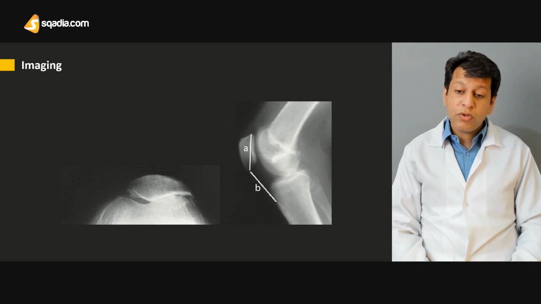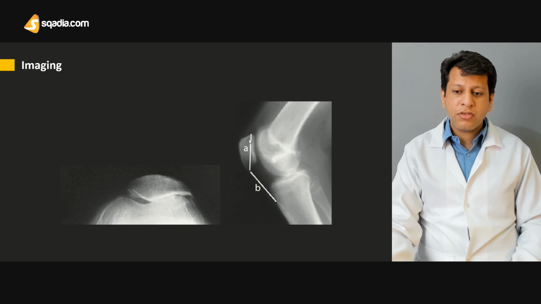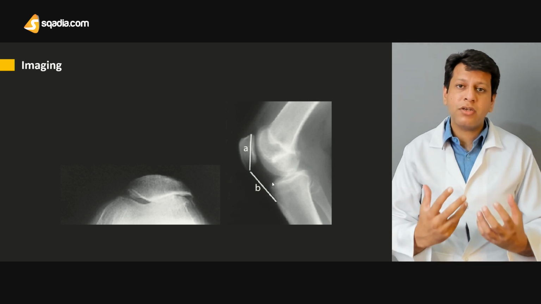Similarly, on the lateral view, we need to calculate the Insall-Salvati index. This is the ratio between the patellar surface length and the patellar tendon length. If you calculate, this is the length A, which is of the patellar surface, and B is the patellar tendon length. Usually it's B divided by A, and you calculate a certain ratio.